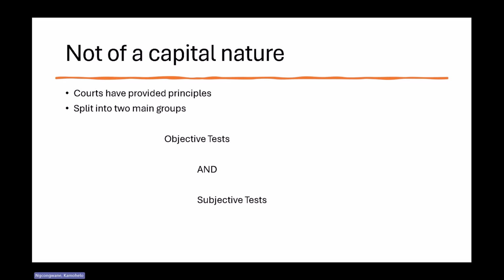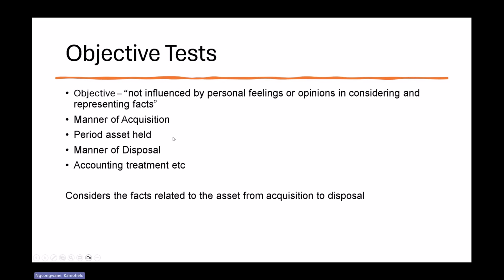Now, how do we define something as being objective or being subjective? Can anybody tell me what something objective is, or how something can be objective and how something can be subjective? What makes something objective? What makes something subjective? Okay, let's go through the first one. For something to be objective, it has to not be influenced by any personal feelings or opinions. It has to be based in fact.